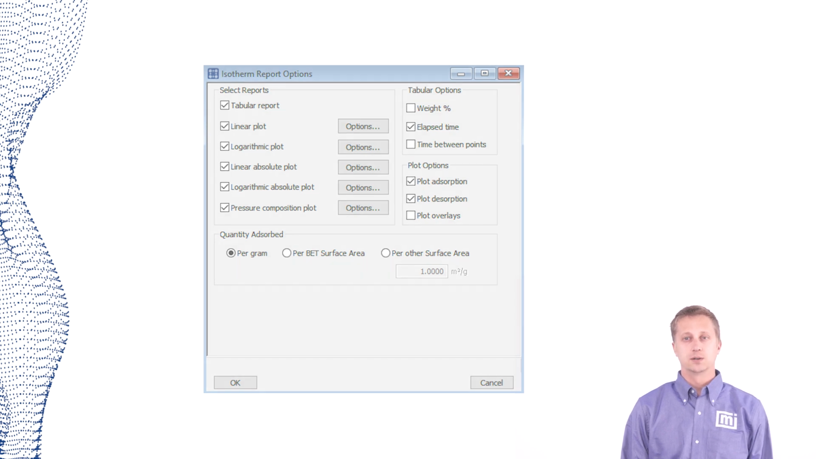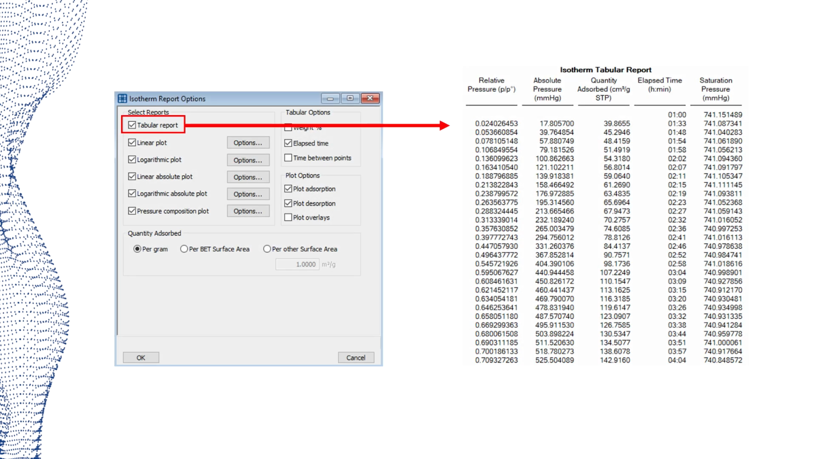Let's see how these plots look in our software. The tabular report will show a table of data including columns such as relative pressure, absolute pressure, quantity adsorbed, elapsed time, and saturation pressure. Oftentimes, when looking at this report, you'll be interested in the relative or absolute pressure versus the quantity adsorbed. Another area where this report can be useful is looking at the elapsed time.